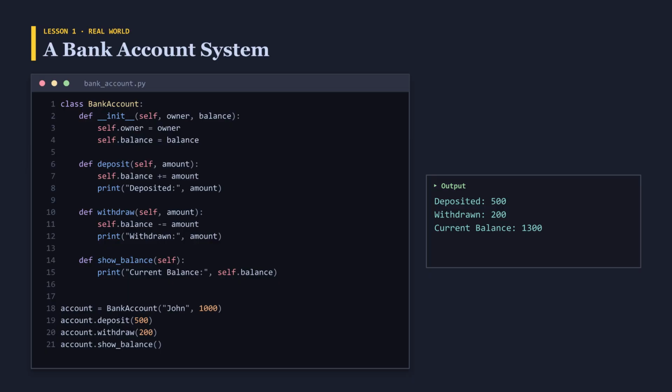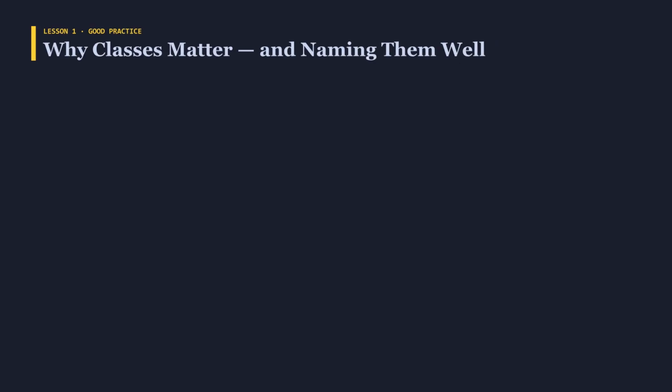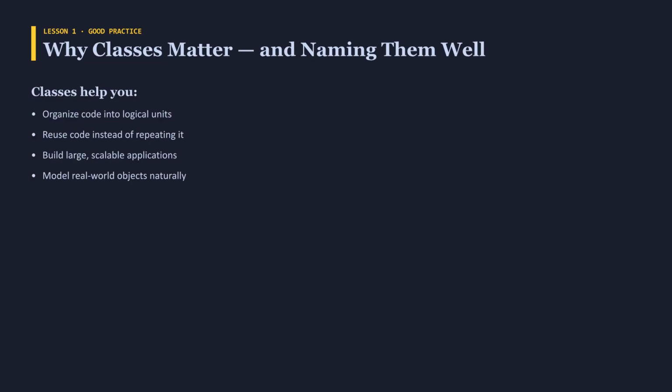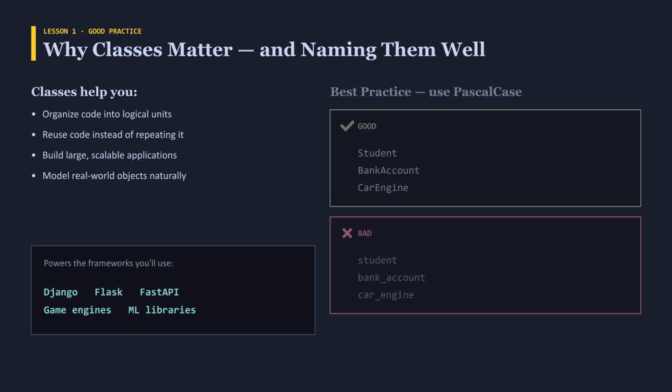Here is a practical application, a BankAccount class. It maintains a balance and provides deposit and withdrawal methods. The object remembers its state across these operations, demonstrating how state and behavior are linked. Why use classes? They help you organize, reuse, and scale your code effectively. Remember to use Pascal case for class names like Student or BankAccount to follow professional naming conventions.